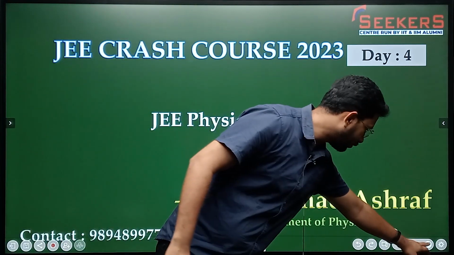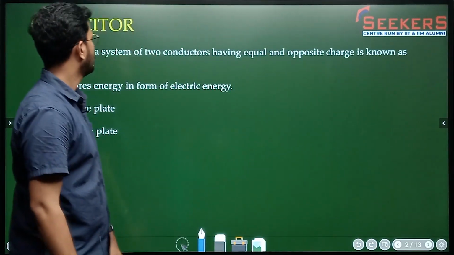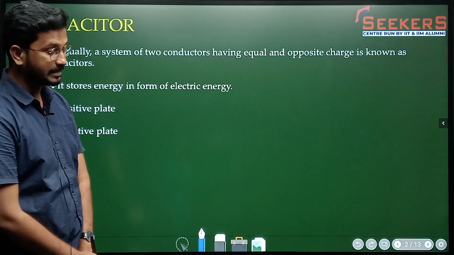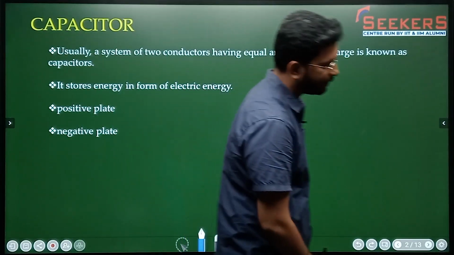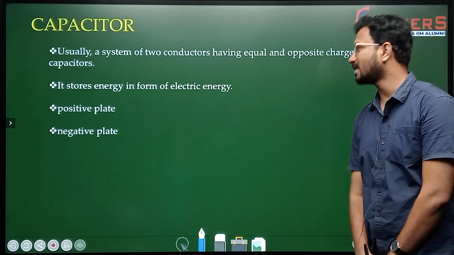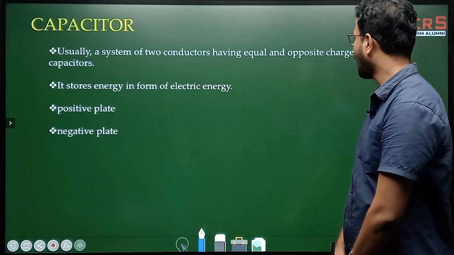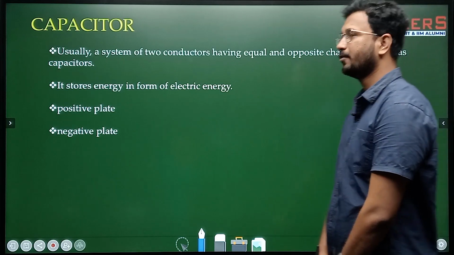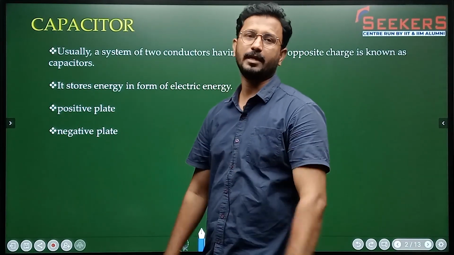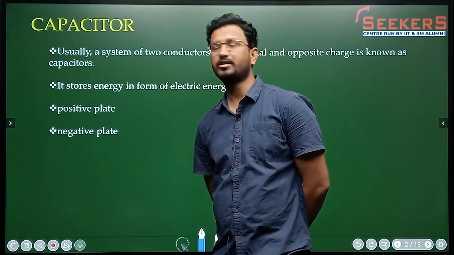Today we are going to talk about capacitors. Basically, what is a capacitor? What does it do? What are its implications? Usually, a capacitor is a system of two conductors having equal and opposite charge. So if we have two conductors and both are carrying equal and opposite charges, that will be called a capacitor.